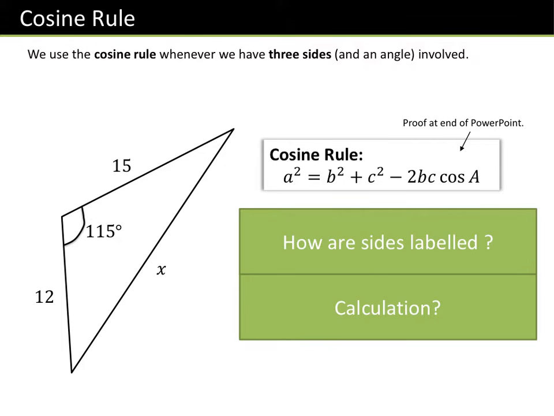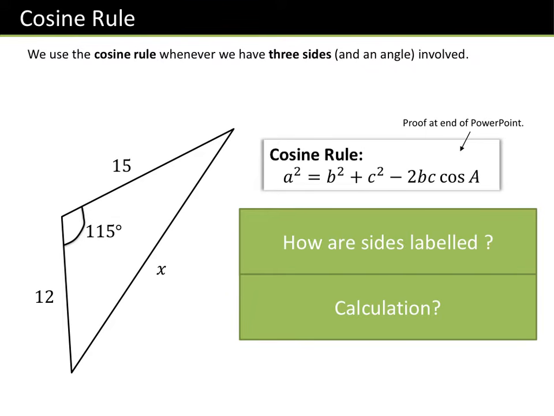Those of you who know how to use the cosine rule, I would like you to try and prove it, please. Okay, so when we look at the cosine rule, normally it has a squared equals b squared plus c squared minus 2bc cos a. We see this angle cos a, okay?